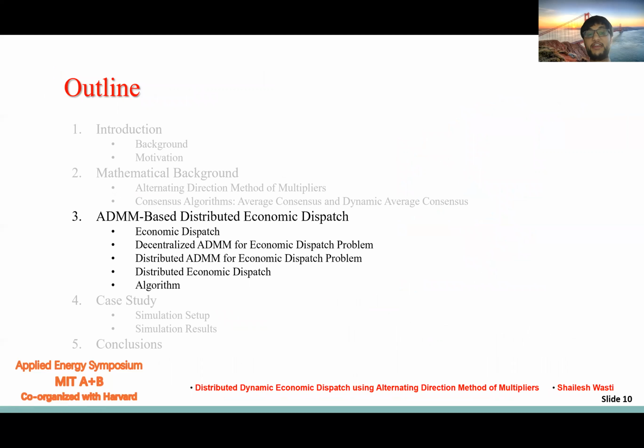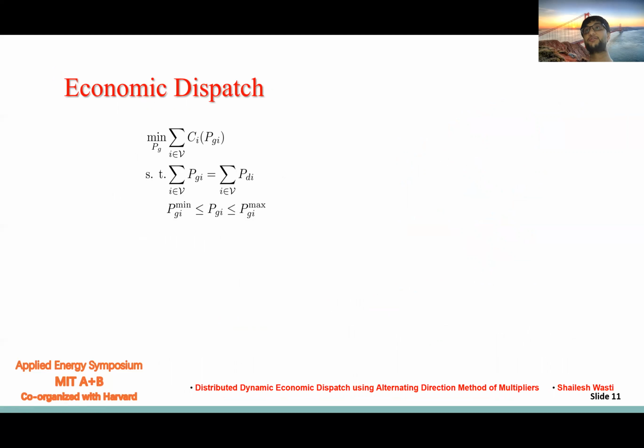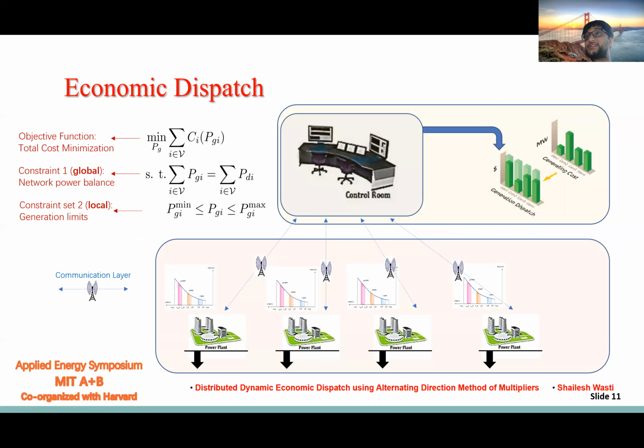Now let's talk about ADMM-based distributed economic dispatch. This is economic dispatch, a typical resource allocation problem in power systems. This is the objective function and the global network power balance with generator constraints. What we see in the picture is a centralized economic dispatch: a control room that has the data of all the generating units, runs the optimization, and broadcasts back the schedule to all the plants.